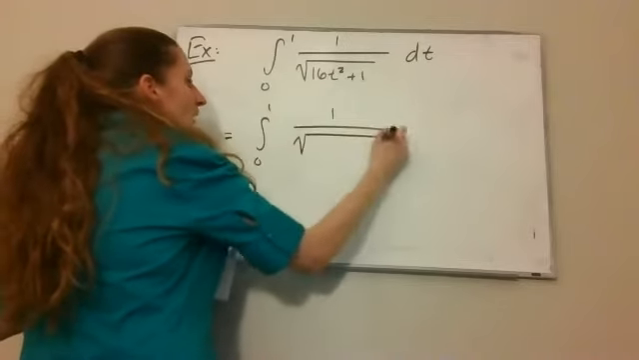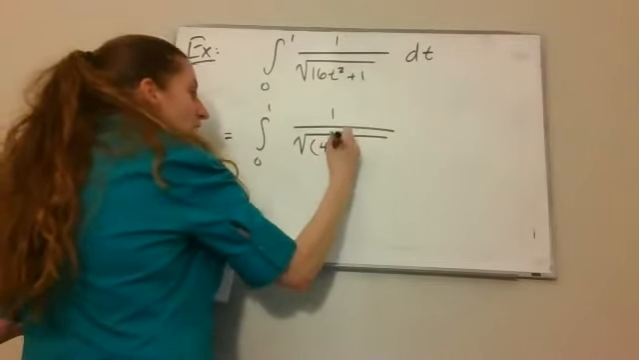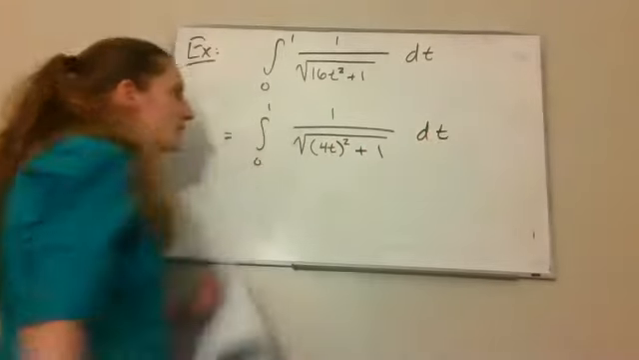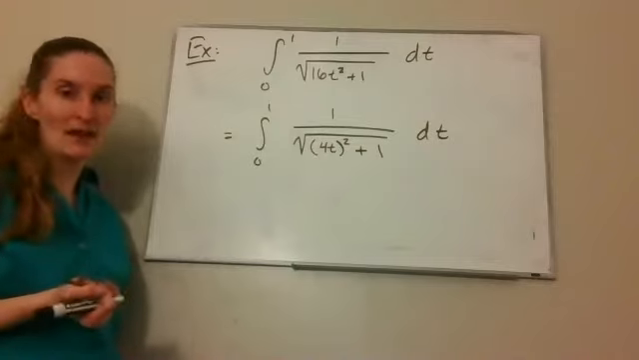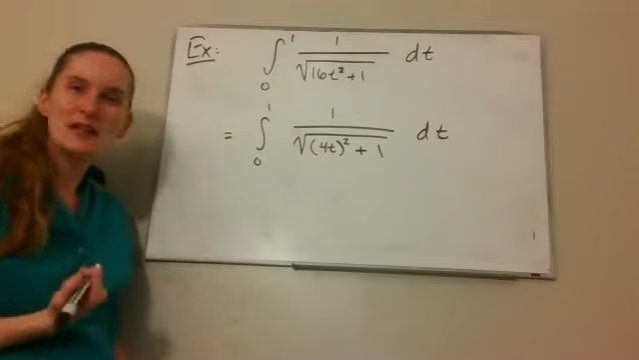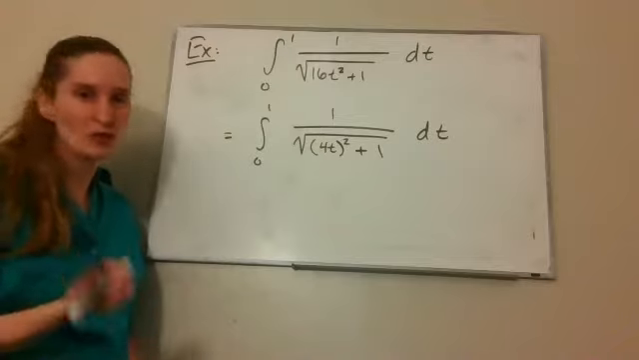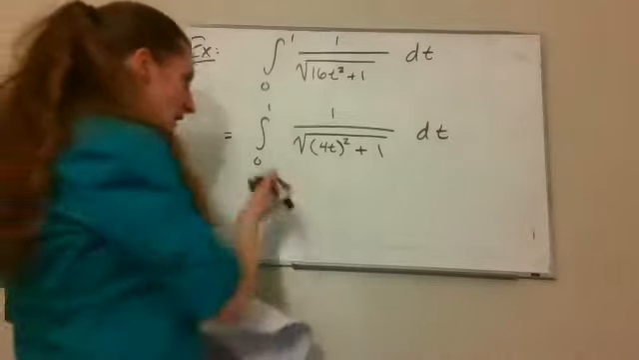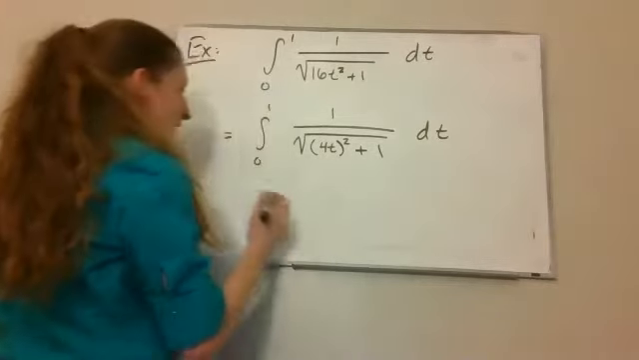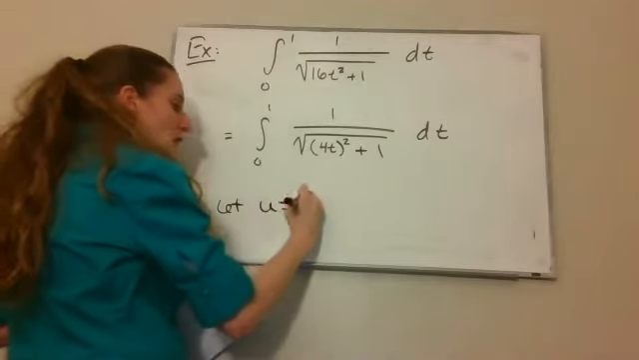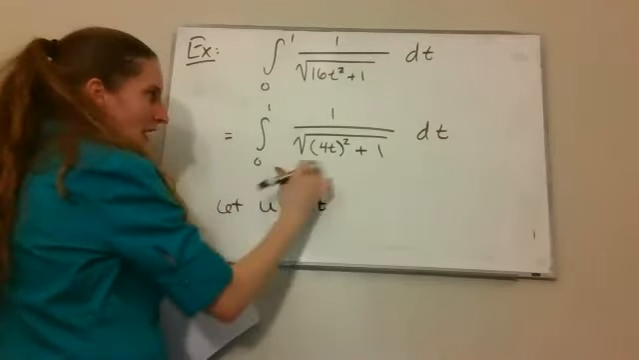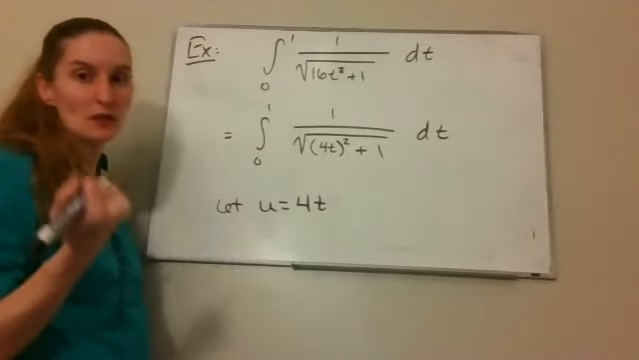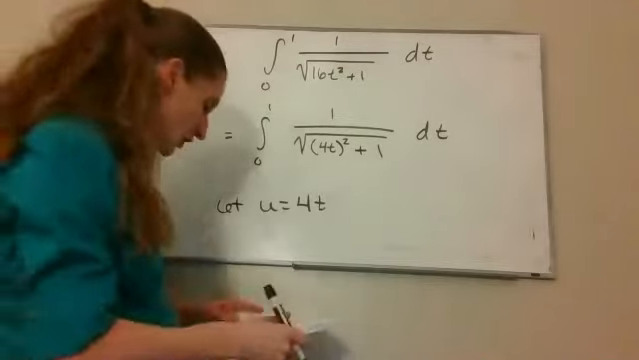So let's first notice that I can rewrite this as 1 over the square root of (4t) squared plus 1 dt. Notice that's the exact same thing. The reason I'm doing this is because I'm trying to rewrite this so it looks like one of my derivative rules, so then I can just do it backwards to get the antiderivative. Now that I have it written this way, if I let u equal 4t, then I would have the square root of u squared plus 1, which we can find using the derivative rules for the inverse hyperbolic functions.